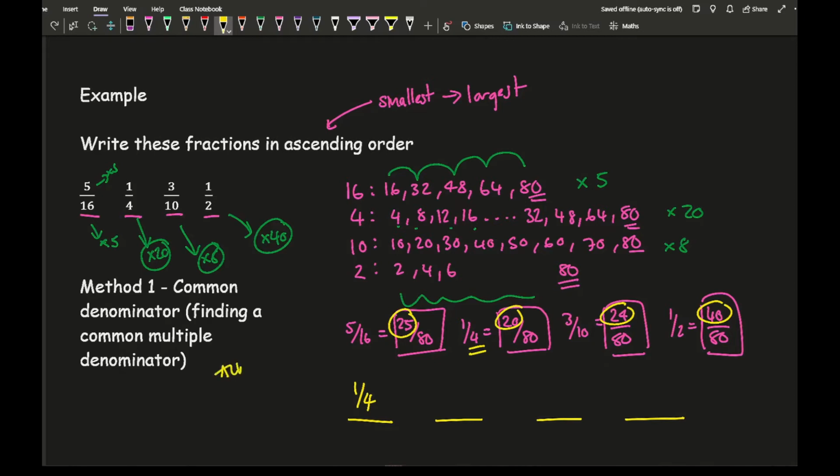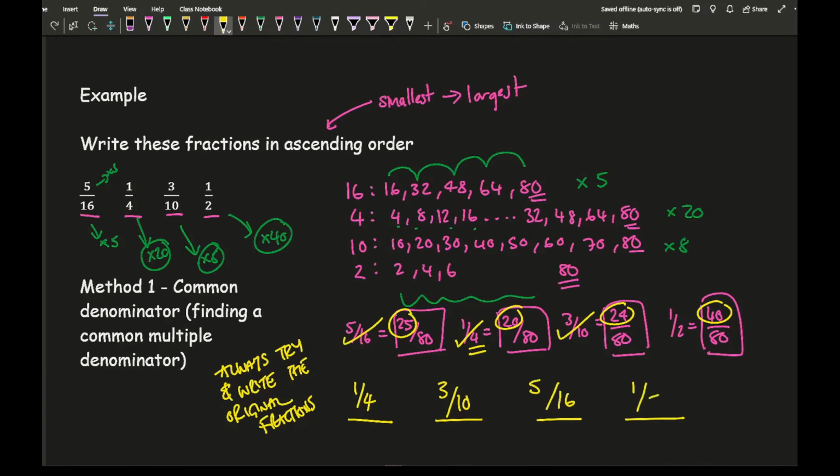So always try and write the original fractions. So my first one's a quarter. Once I've done that, I'm just going to tick it or cross it off so I'm not using it again. The next smallest is 3/10, as it's 24, so I can tick that one off. Then out of the two I've got, 25 and 40, well, 25 is smaller, so it's going to be 5/16, tick that, and then finally a half. And there is my final answer.